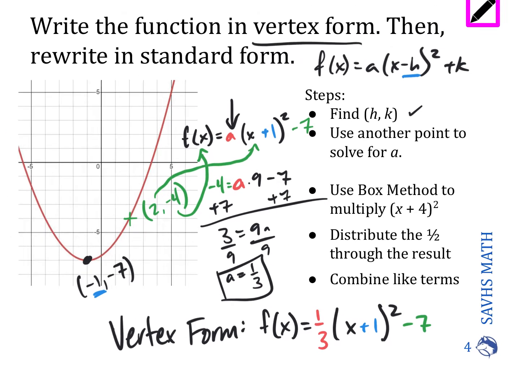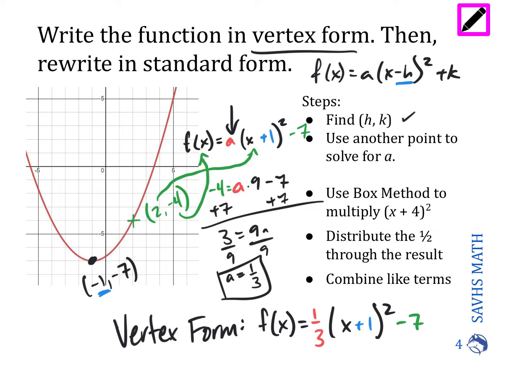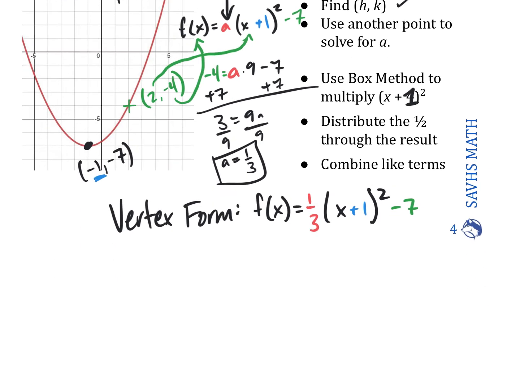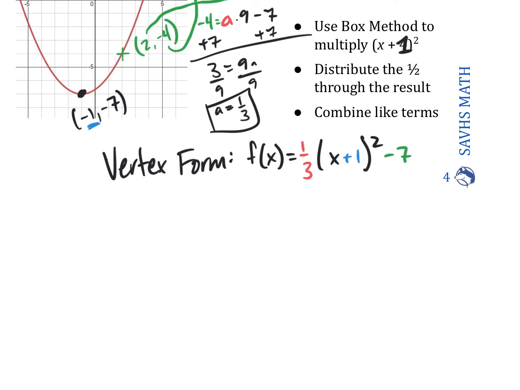Okay, the other part of this problem was to ask us to rewrite it in standard form. And so now we're trying to get into y equals ax squared plus bx plus c. And the way that we do that, oops, there's a typo here. This should be a 1. The way we do that is we multiply out the (x plus 1) first. We're going to use box method to do that. (x plus 1) times (x plus 1).